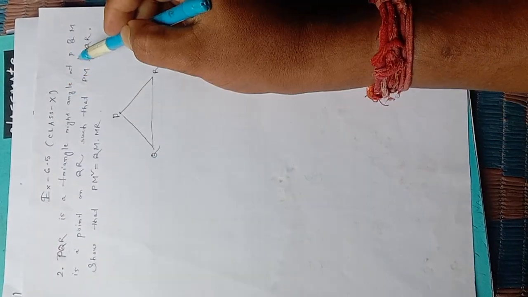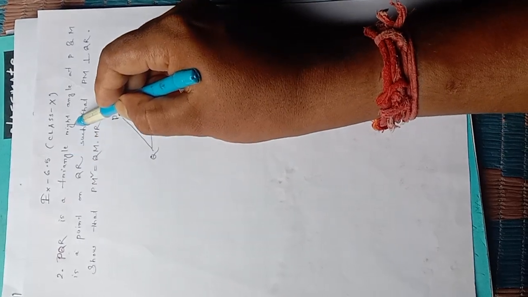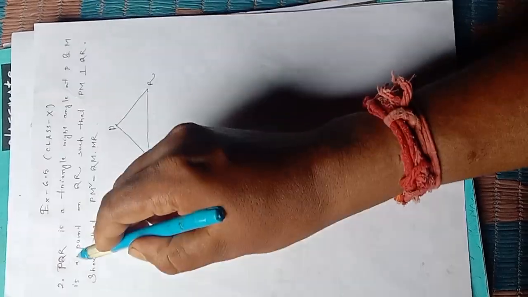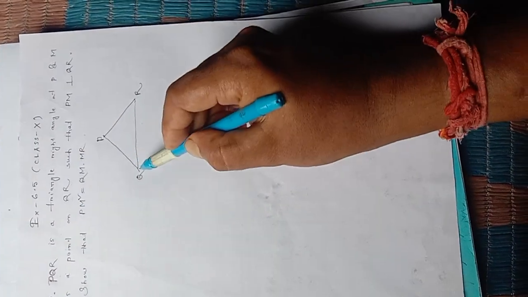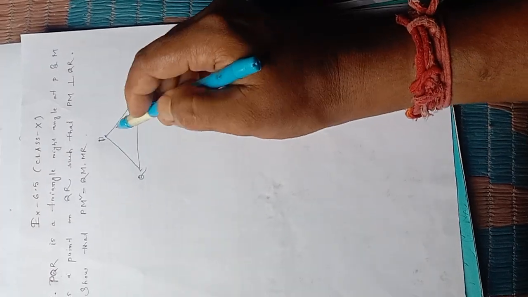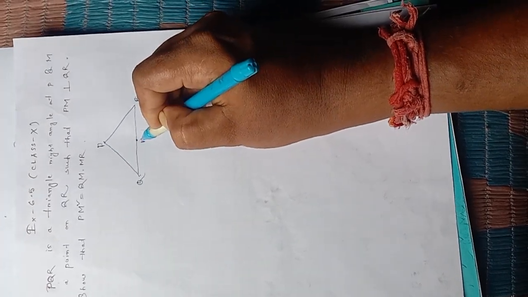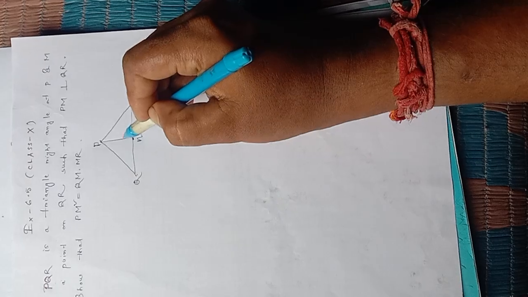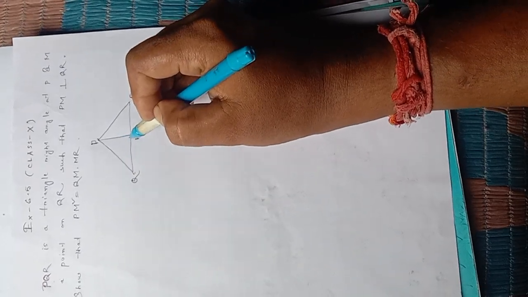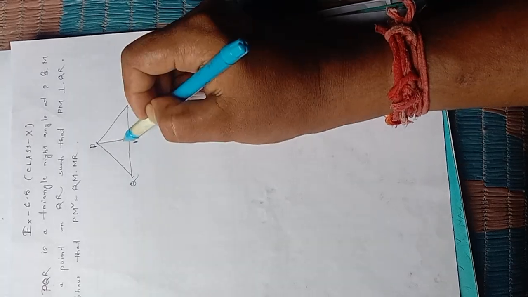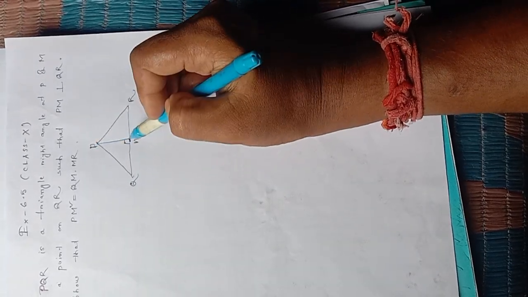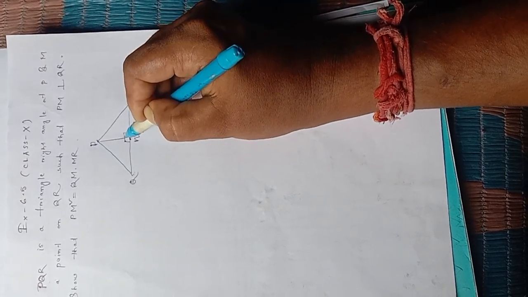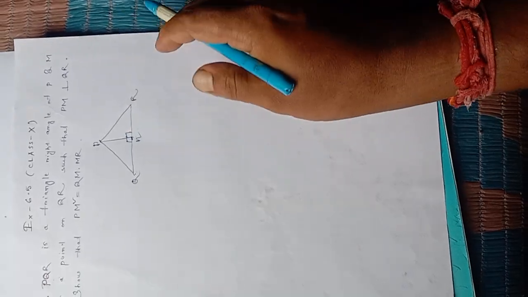Now next you see the triangle is right angled at P, and M is a point on QR. Where is QR? Here is QR. And PM is perpendicular to QR, so here it is a right angle at M. So what do we find? In this triangle PQR there are two right angles, PMQ and PMR. Right angle means the angle which is 90 degrees.